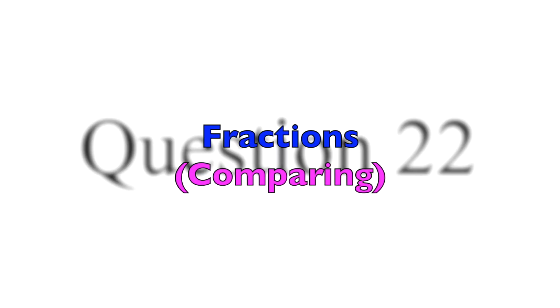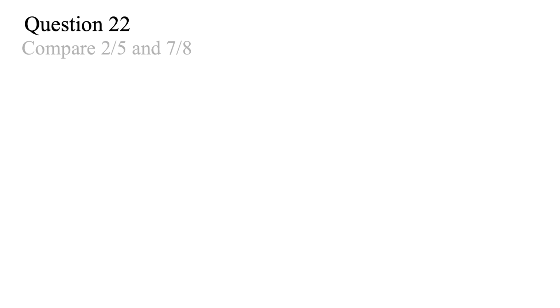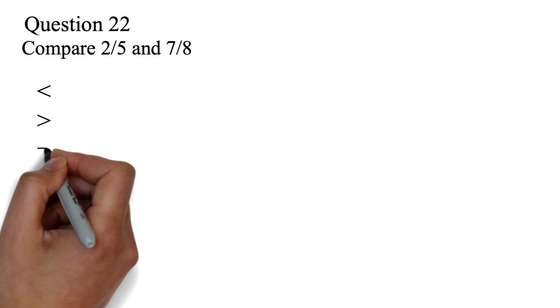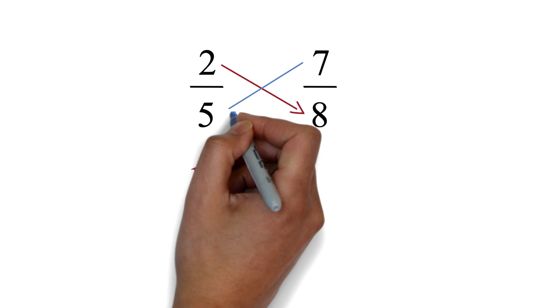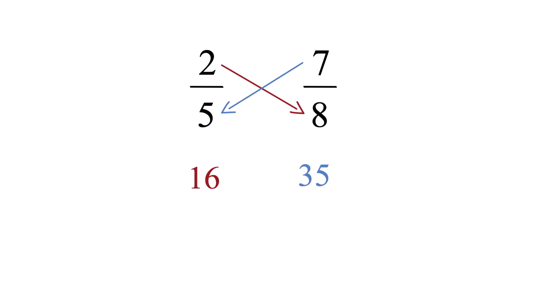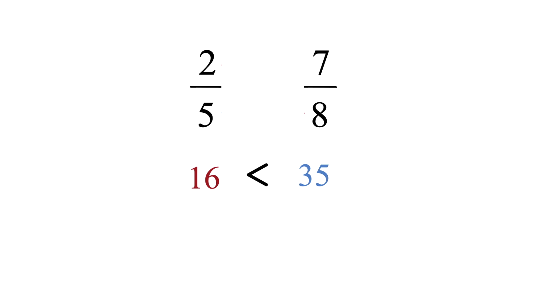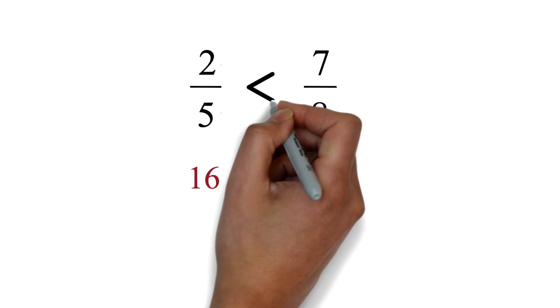Question 22. Compare 2 over 5 and 7 over 8. Here, we are supposed to say if it's less than, greater than, or equal to. When you are comparing just two fractions, you can just cross-multiply. So here we have 2 times 8, which is 16. Then we have 7 times 5, which is 35. Since 16 is less than 35, we can say that 2 over 5 is less than 7 over 8.